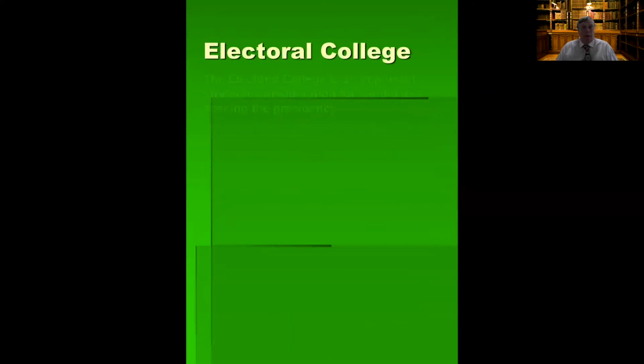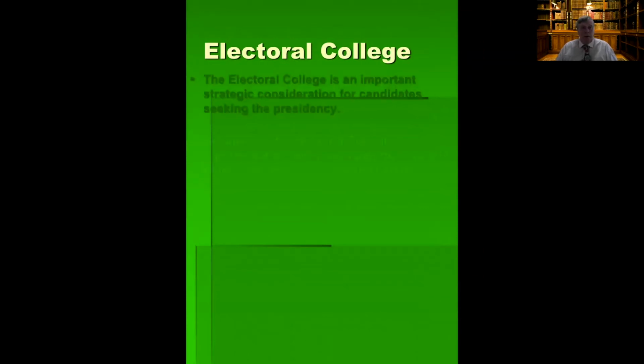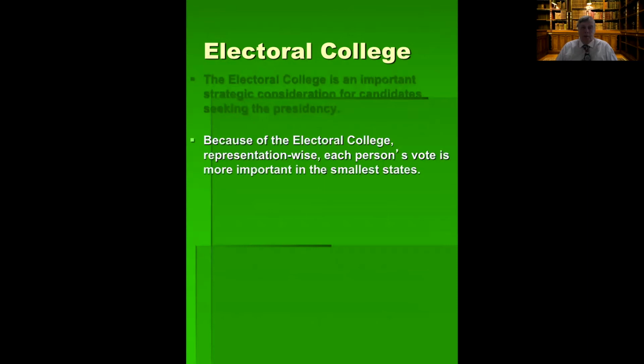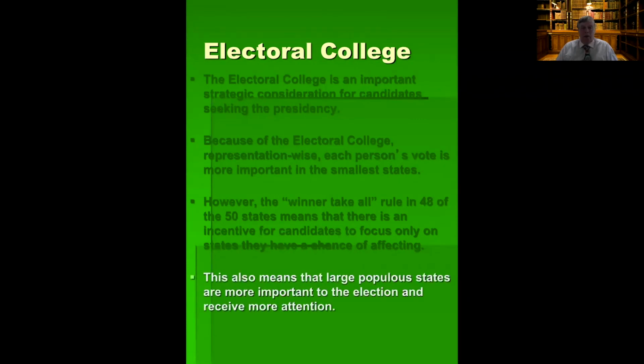Okay, let's think about the Electoral College for a while. The Electoral College is an important strategic consideration for candidates who are seeking the presidency. Because of the Electoral College, representation-wise, each person's vote is more important in the smaller states. However, the winner-take-all rule in 48 of the 50 states means that there is an incentive for candidates to focus only on states they have a chance of winning or affecting. This also means that large populous states are more important to the election and receive more attention.